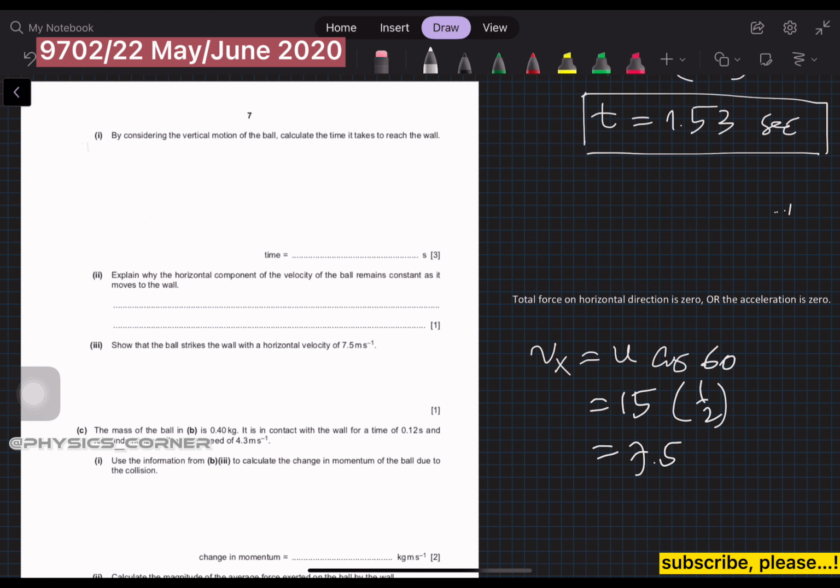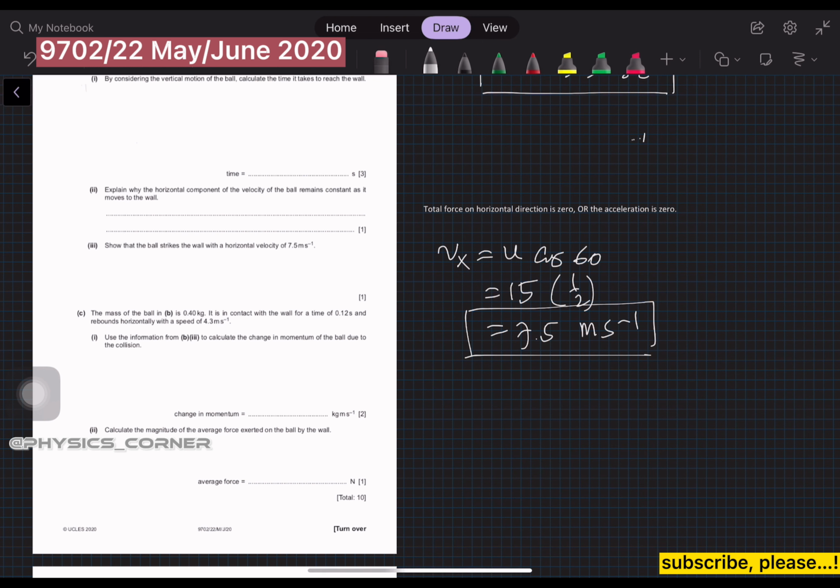Okay, two more numbers. Actually one number C, but it has two questions, I and II. Let me solve the C question. The mass of the ball in B is 0.40 kilogram. Its contact with the wall is in time 0.12 second and it rebounds horizontally with speed 4.3 meter second minus 1. Use this information from BII to calculate the change in momentum of the ball due to collision.